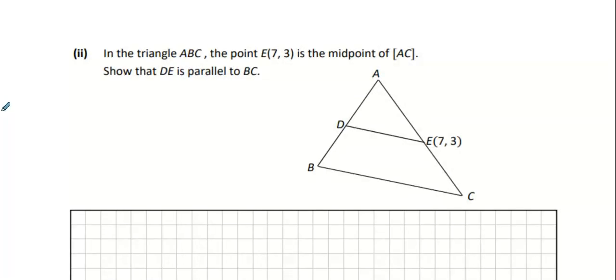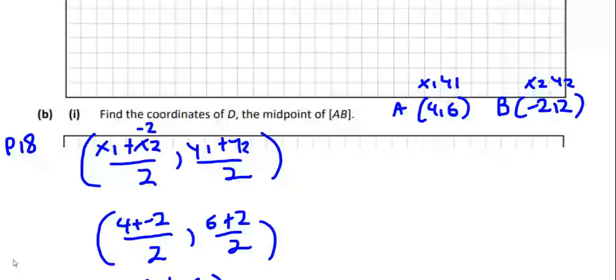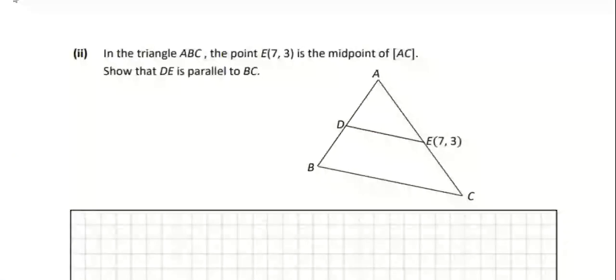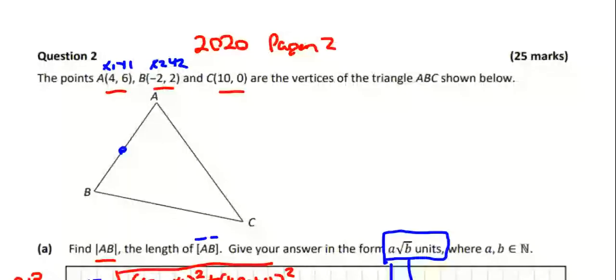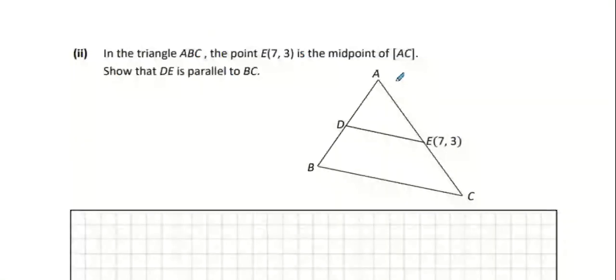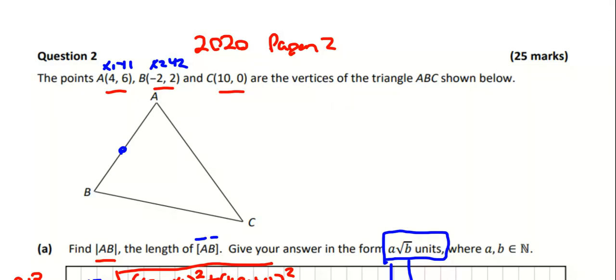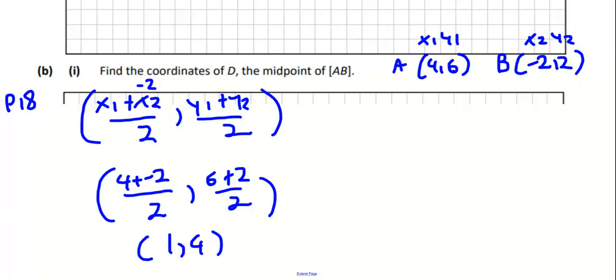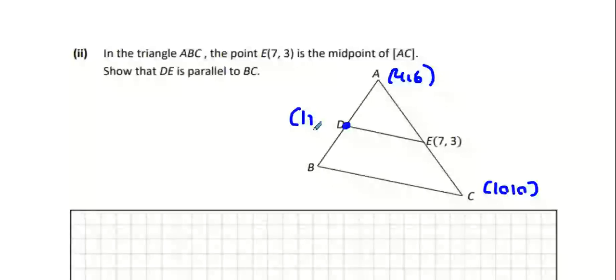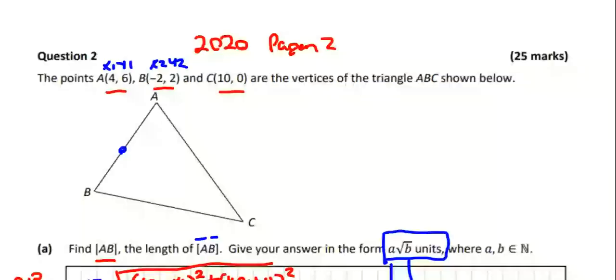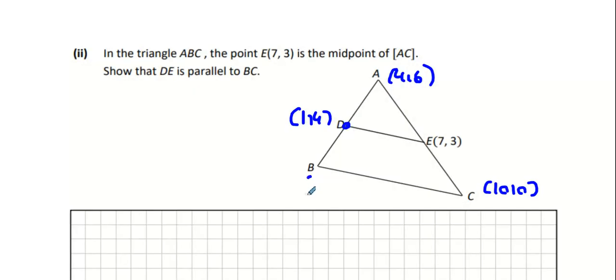Part B, part 2 is going to be in the triangle, the point E, 7, 3, is the midpoint of AC. So what do we say A and C are again? A is 4, 6. C is 10, 0. And the midpoint of D is what we got there, which is 1, 4. Okay, and B is minus 2, 2.